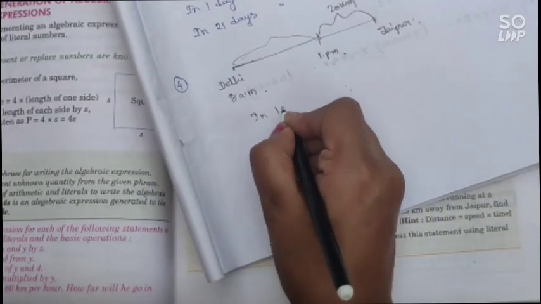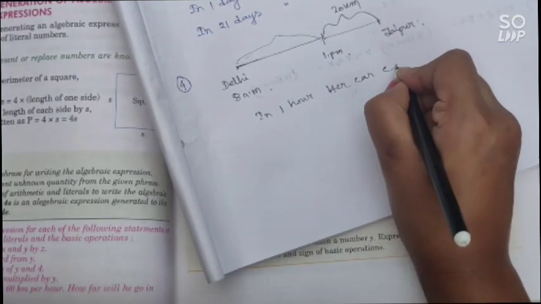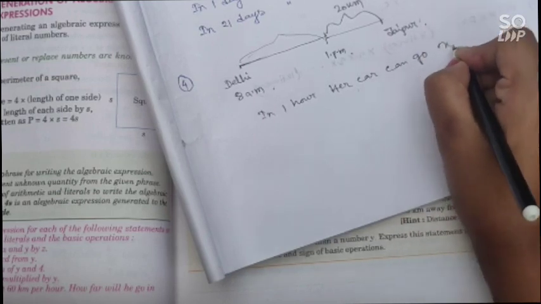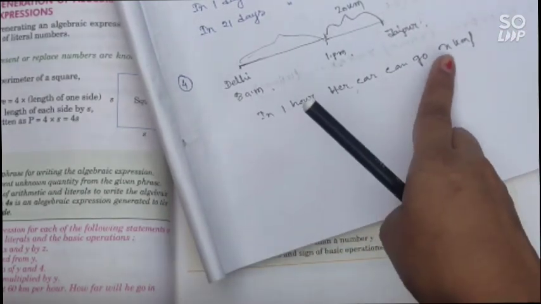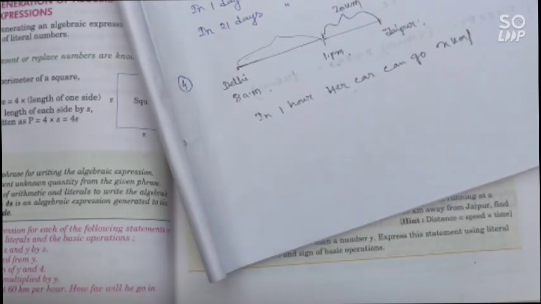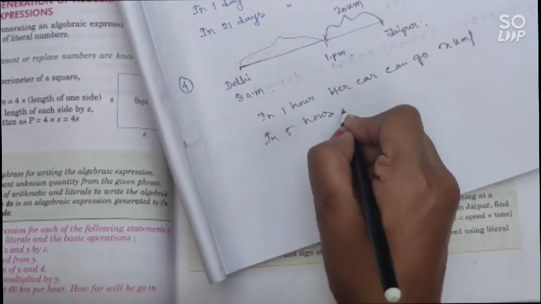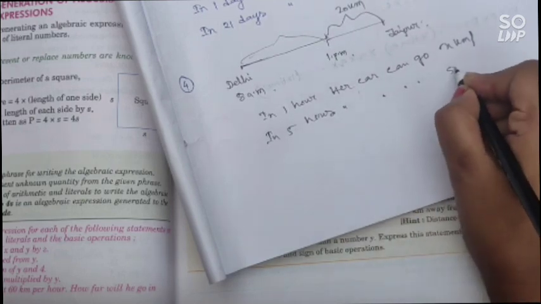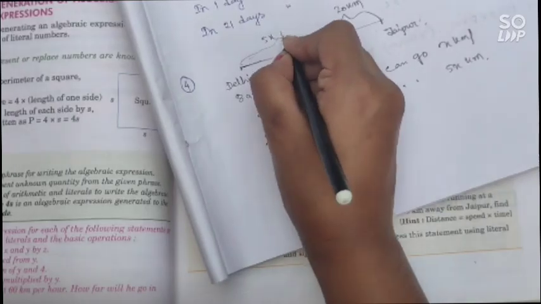So in 1 hour, her car can go x kilometer, because the speed is x kilometer per hour. So from 8 a.m. to 1 p.m., that means in 5 hours, her car can go how many distance? In 5 hours her car can go 5x kilometer. This distance is 5x kilometer.